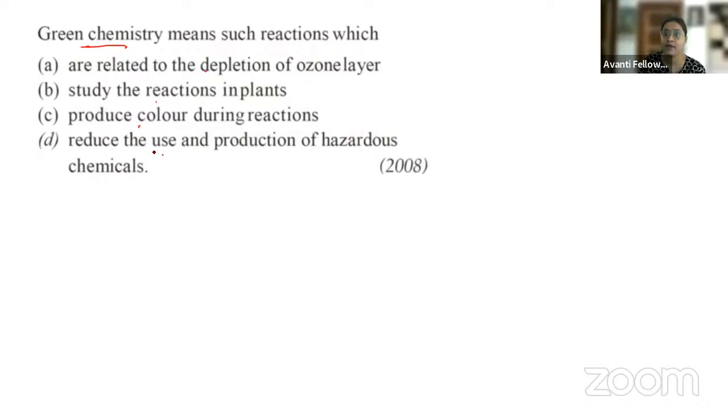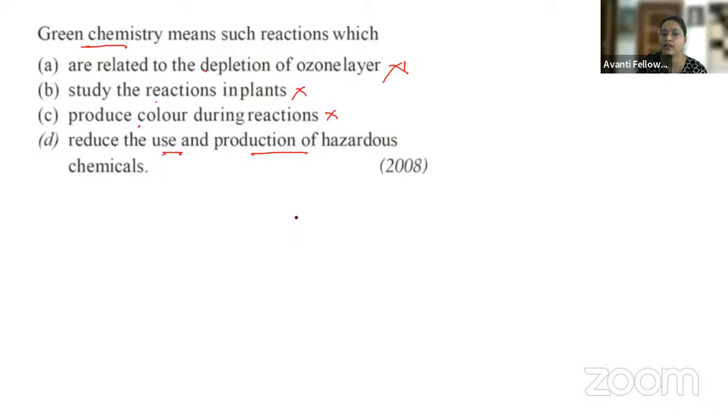So green chemistry is a revolution in the world of chemistry, right? Green chemistry is the revolution, which is a very, very big success in chemistry, right? So whether it depletes the ozone layer, no. Whether it studies the reactions in plants, no. Whether it produces color during reactions, no. Green chemistry is the branch of chemistry which reduces the use and production of hazardous chemicals.